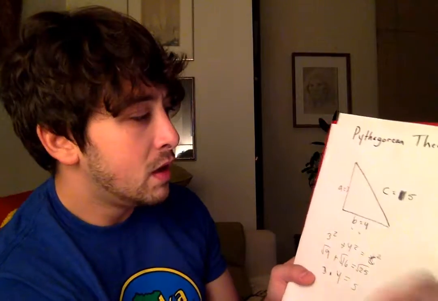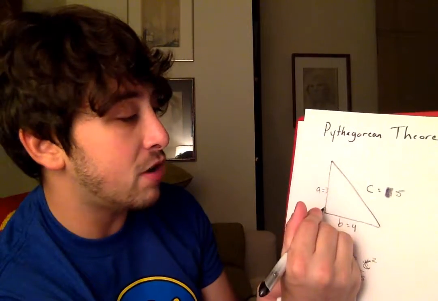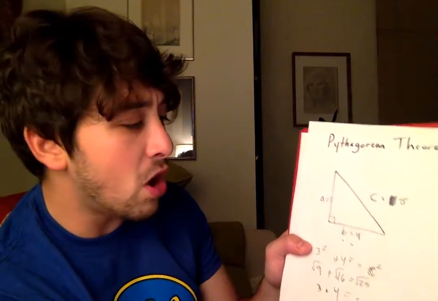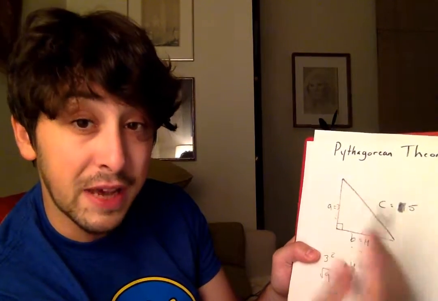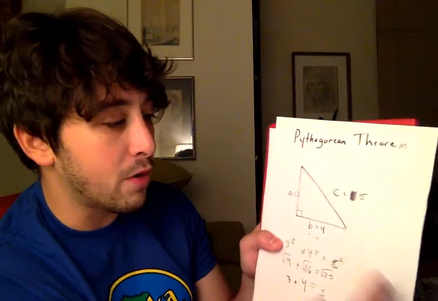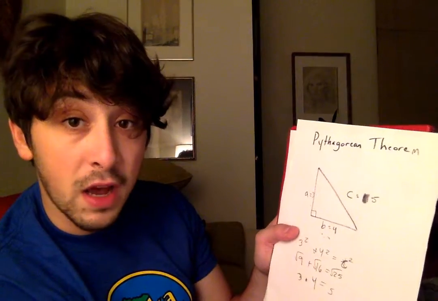And this can be applied to any right triangle. Just to recap, a right triangle is a triangle with a 90-degree angle between sides A and B. So as long as there's a 90-degree angle in our triangle, we have a right triangle. And anytime you encounter a right triangle, the Pythagorean theorem will work for you. So let's try a different example.